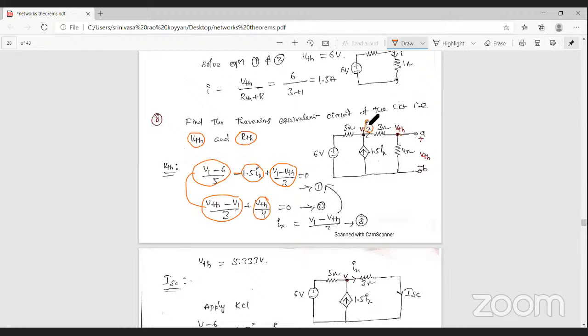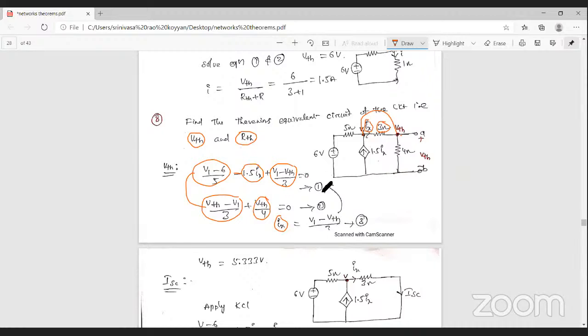What is Ix? Ix is the current passing through the 3 ohm resistance. Generally, Ix is equal to this voltage minus this voltage, divided by this resistance. That is V1 minus VTH by 3. That is equation number 3.